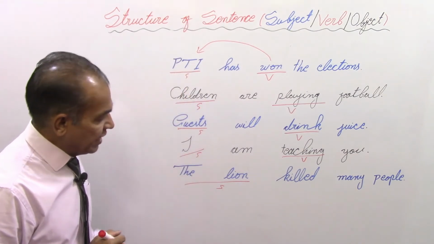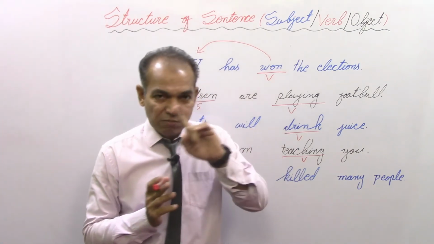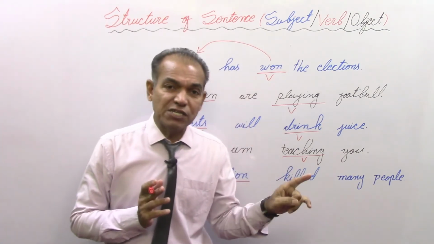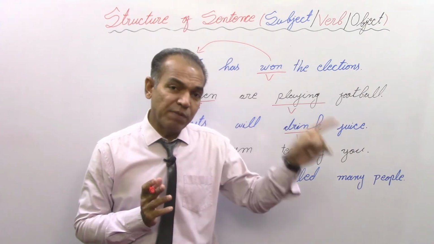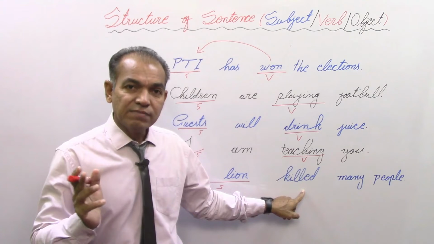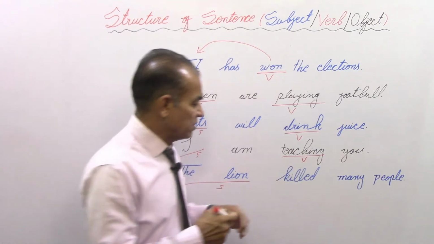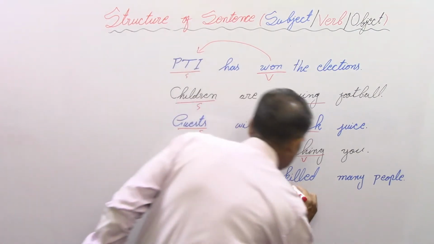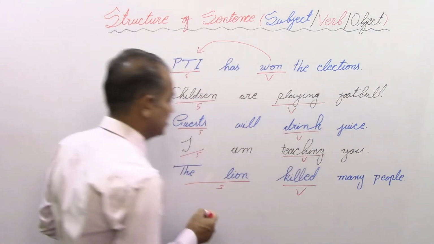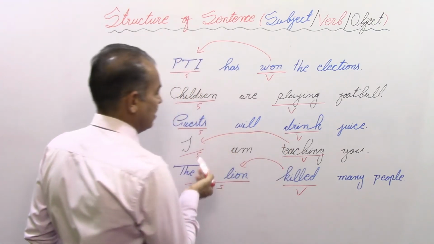The last sentence, the lion killed many people. The lion performed some action. What was that action? What was done by the lion? Killed. The lion killed. This was the action which was performed by the lion. So obviously we will say that this is the verb of this sentence. Teaching, I was doing this action.